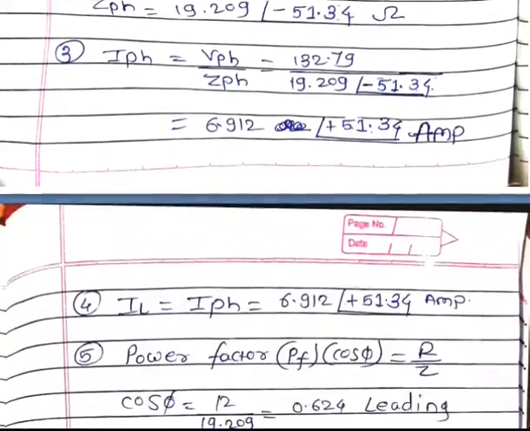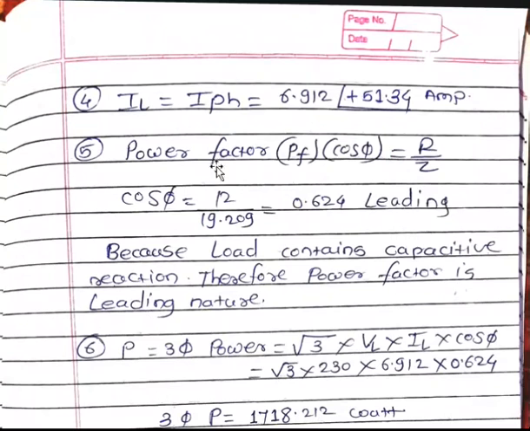Now the value of IL. In star connected load, the value of IL is equal to IPH. Therefore, the value of line current is equal to 6.912 ampere at an angle plus 51.34 degree. Now we calculate the power factor. The power factor is equal to cos phi, which is R upon Z. The value of R is equal to 12 ohm and the magnitude of Z is equal to 19.209. The answer of this calculation is equal to 0.624.